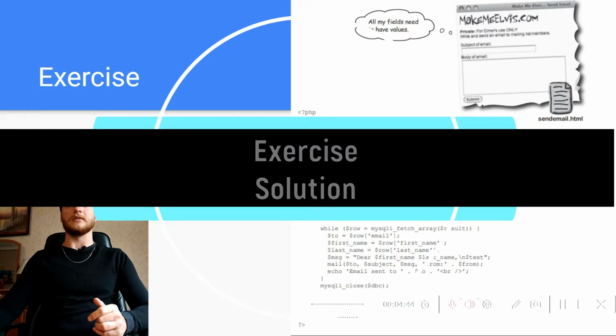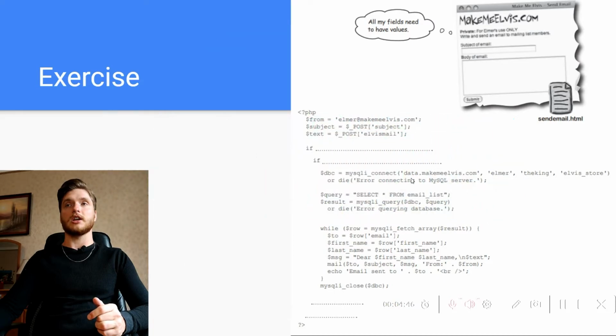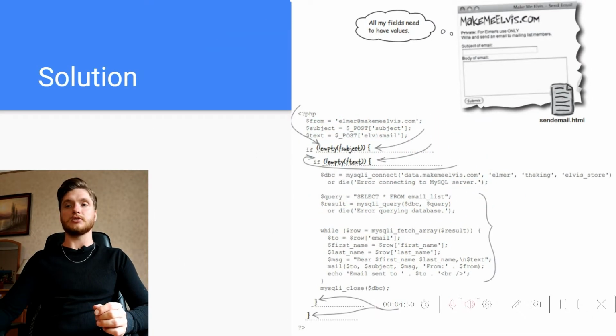If you're ready, let's watch. Continue to the next slide or take a pause. This is our solution. All my fields need to have values. The exclamation point reverses the logic of the empty function. The first condition checks to see if the $subject is not empty. If so, good, now we check to see if $text is not empty. We had to put one if statement inside the other one to make this work. This is called nesting.